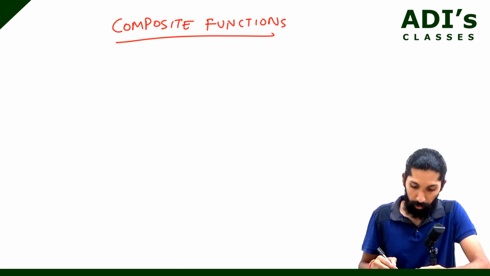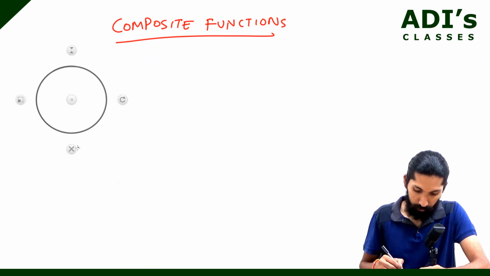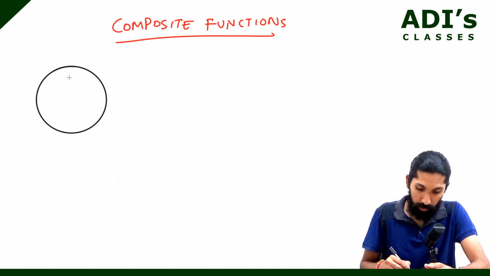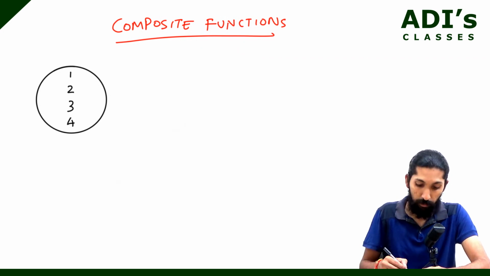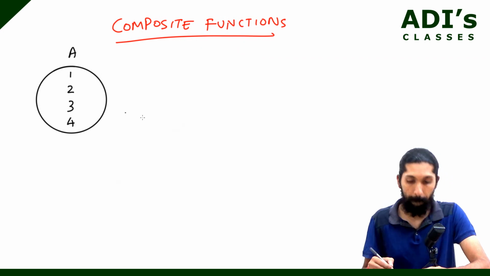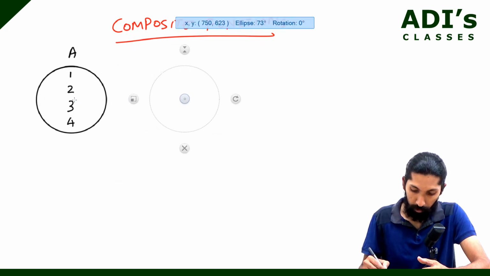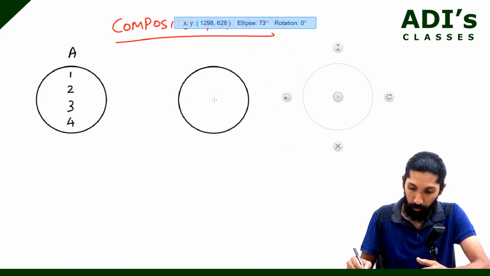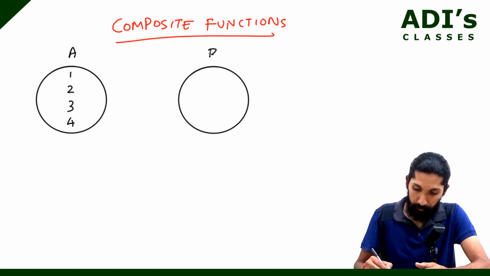Let's assume that you have one set here. In this set, let's say we have values such as 1, 2, 3, and 4. This is set A. Set A has 1, 2, 3, 4. Now after this, we go to another one, and let's say we have one more here. We'll come to the third part later. This is set B.